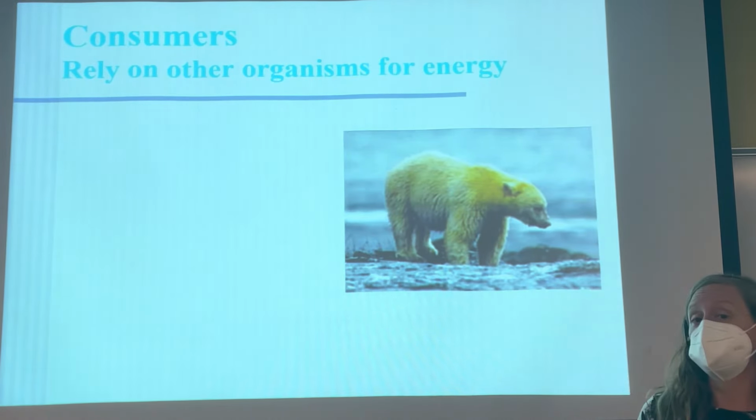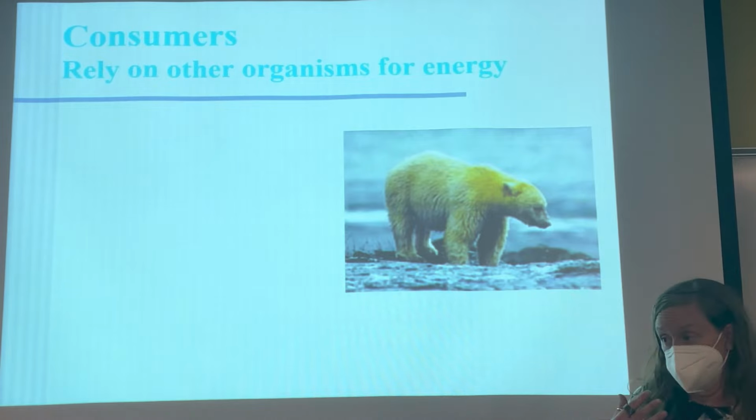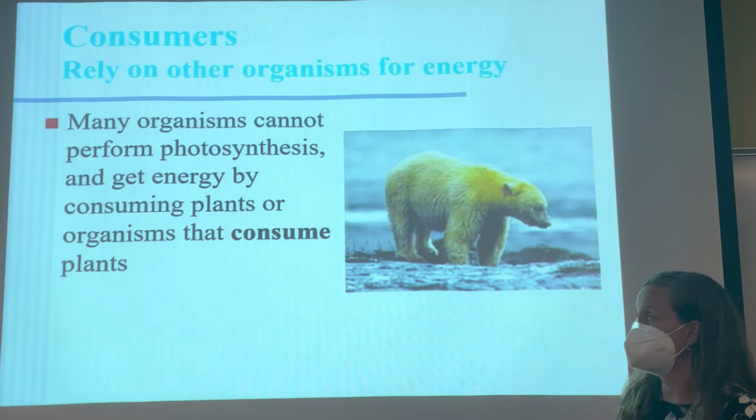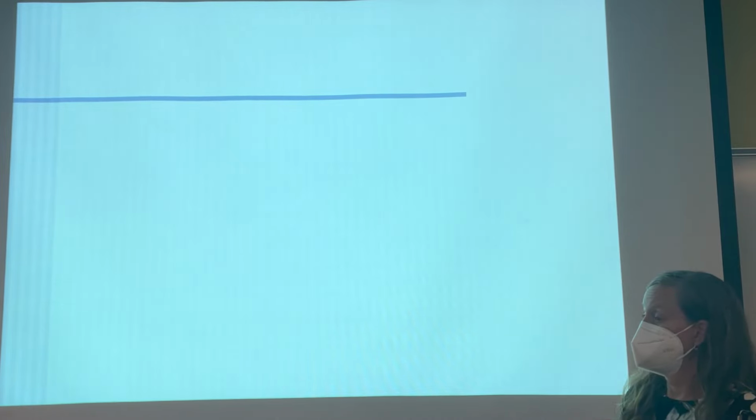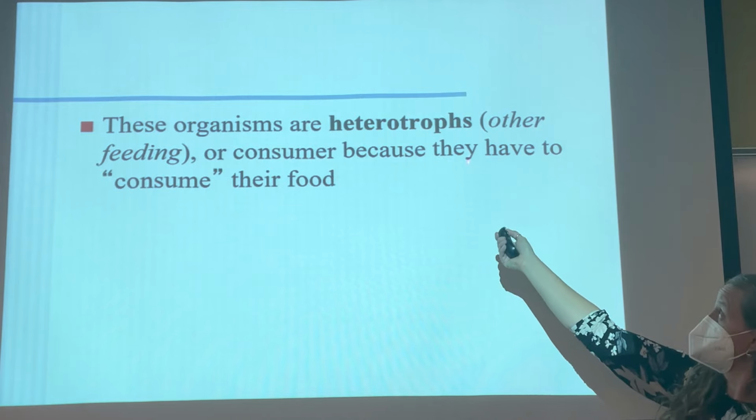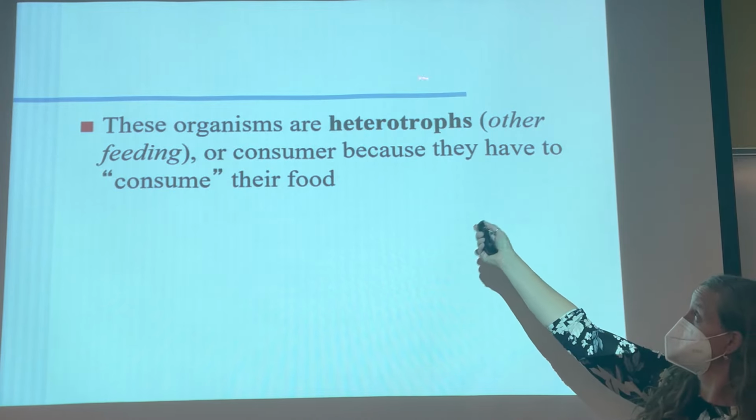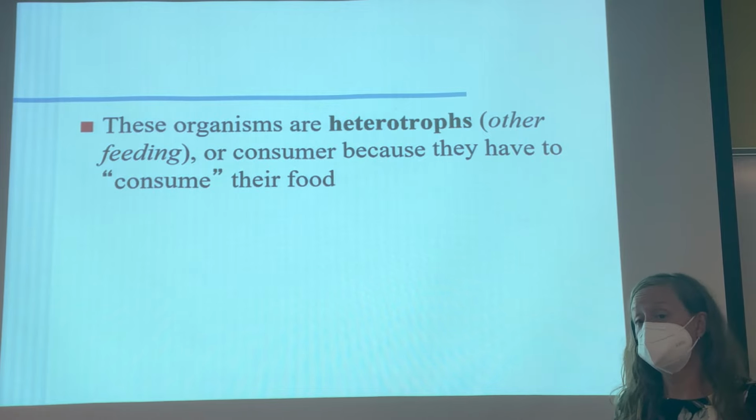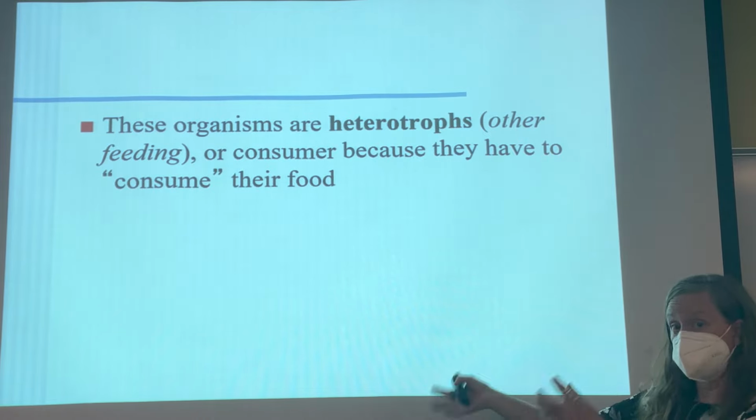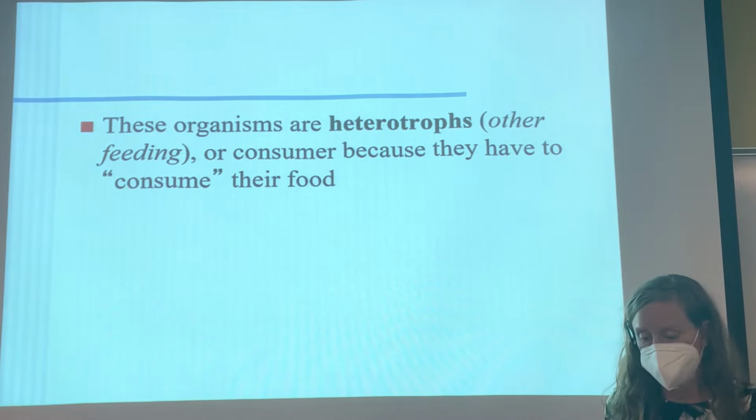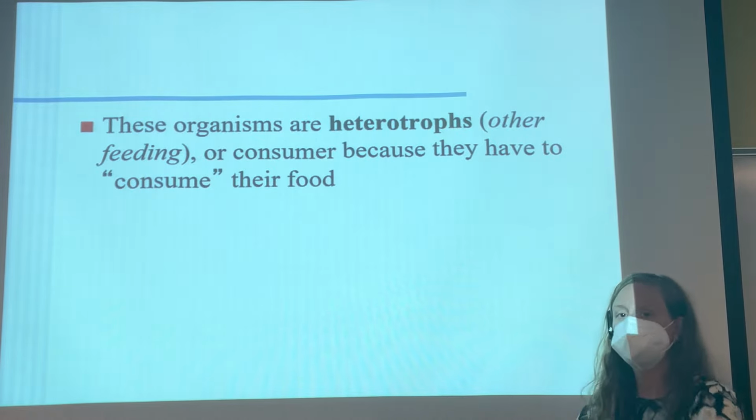Consumers are organisms that take in the energy from producers. So they consume their energy. These organisms are also called heterotrophs. Hetero means other, troph means feeder. It means they get their energy from some other source than their own body or cells. They cannot make their own energy, so they get it somewhere other than themselves.